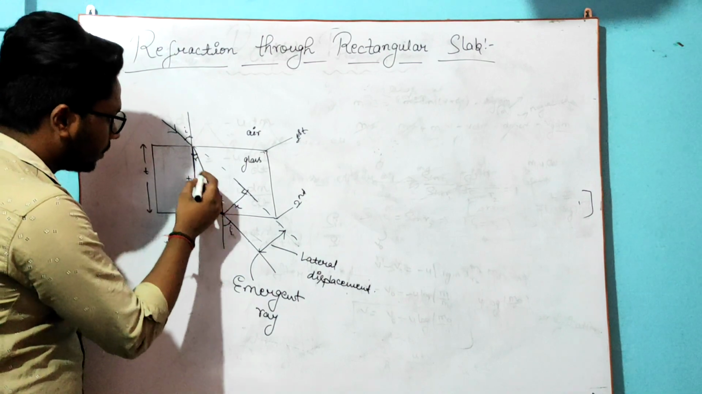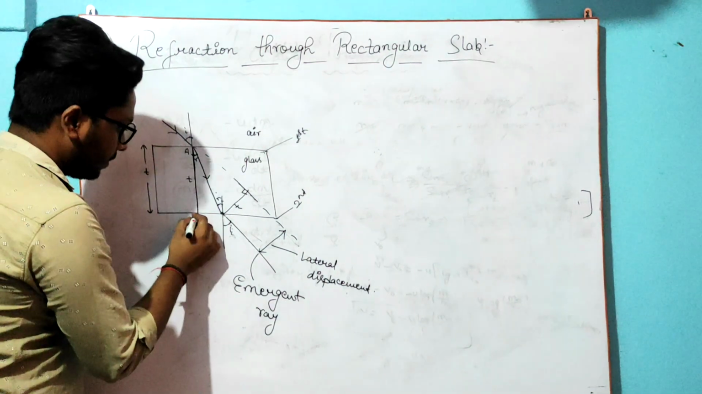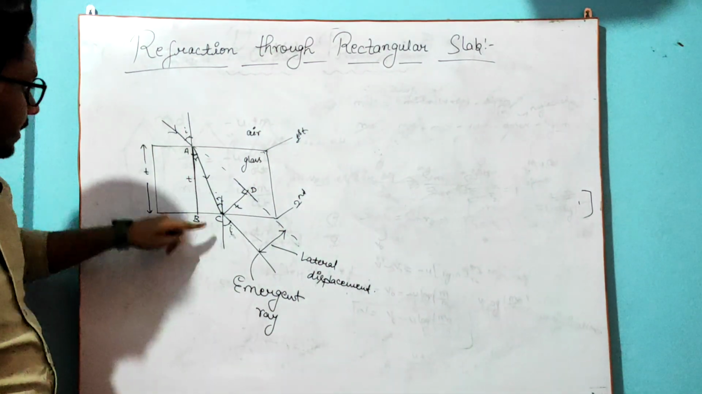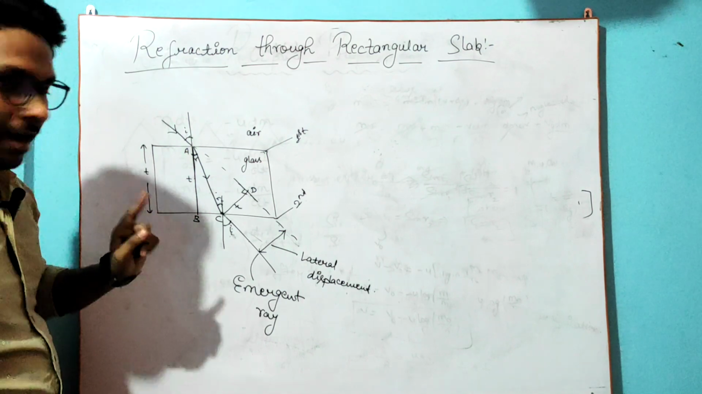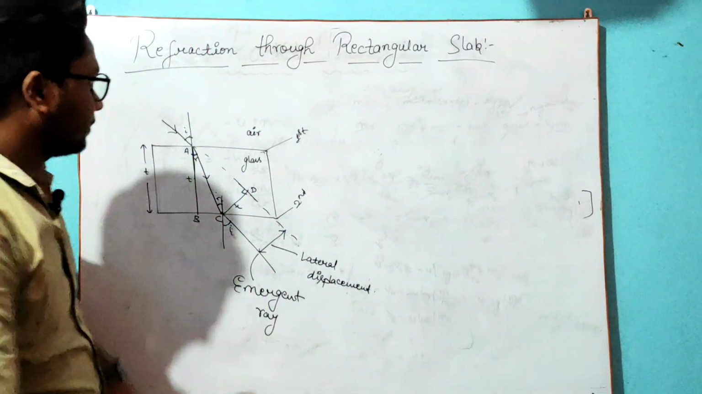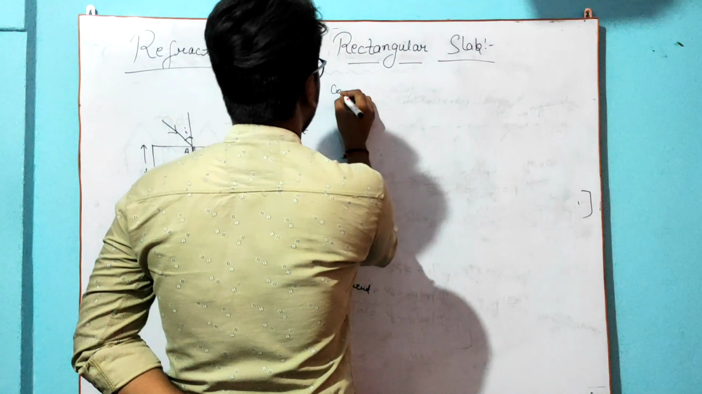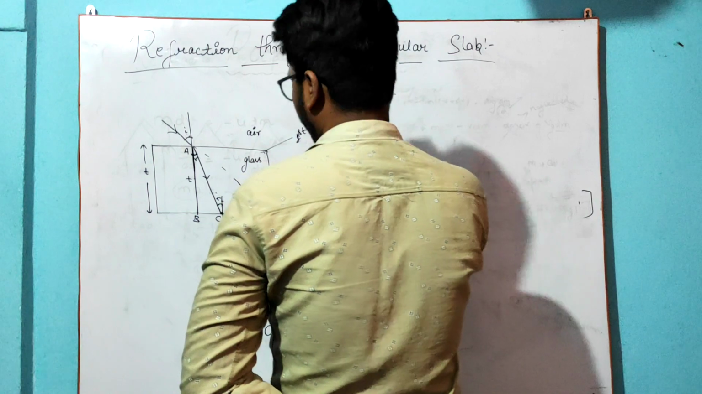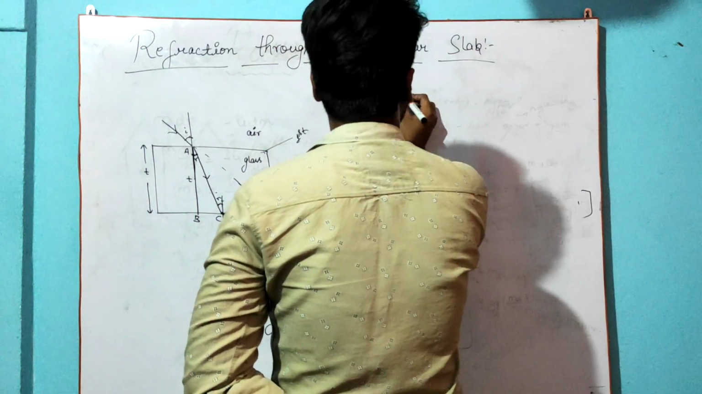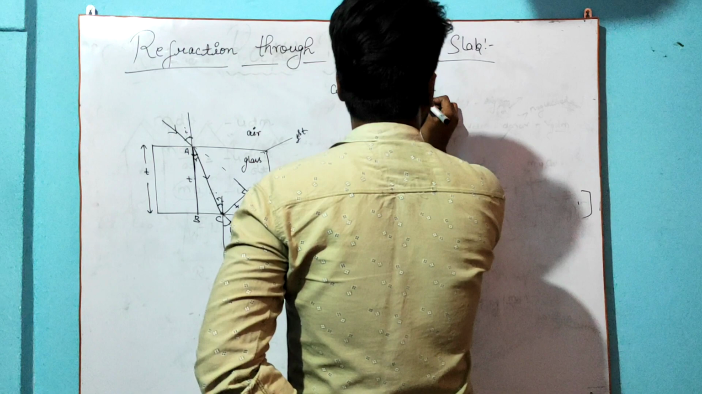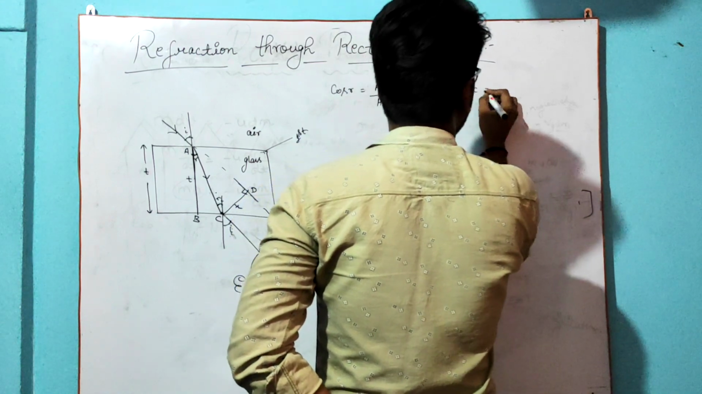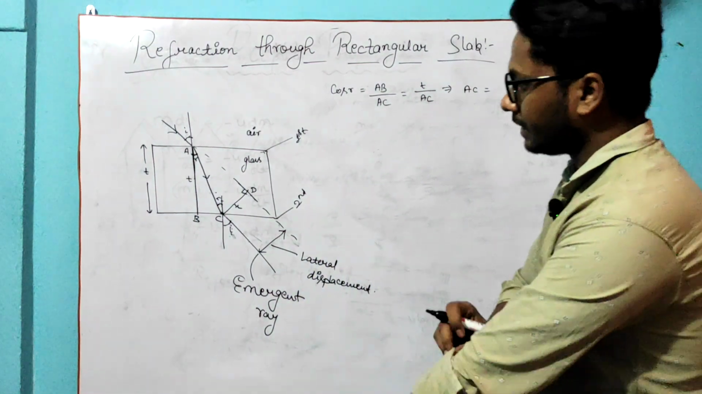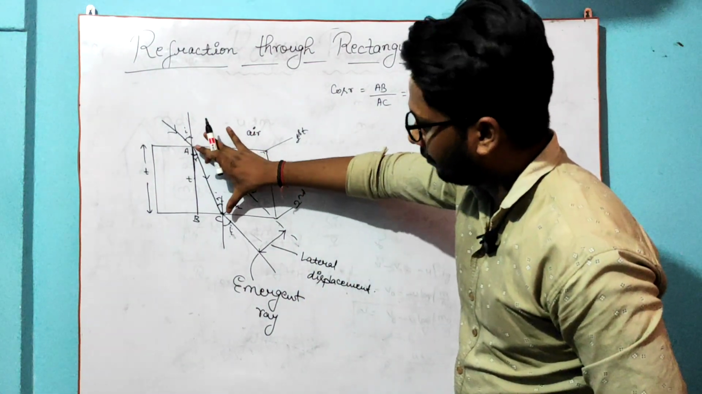This is R. So what is the value of naming it? A, B, C, D. So AB is T, angle BAC is R. So what is the value of AC? AC is what? See, cos R is what? AB upon AC. AB is what? T upon AC. So AC will be equal to what? T upon cos R. Now we got this value AC.